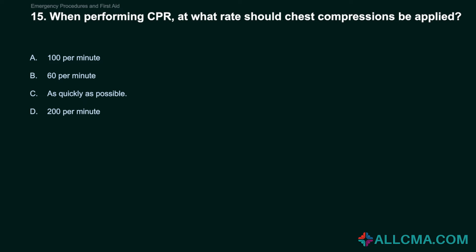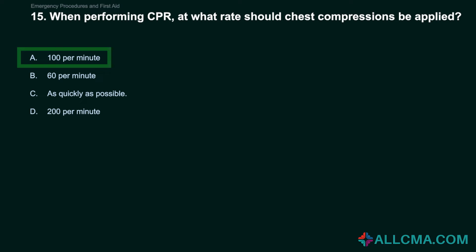15. When performing CPR, at what rate should chest compressions be applied? A. 100 per minute. B. 60 per minute. C. As quickly as possible. D. 200 per minute.